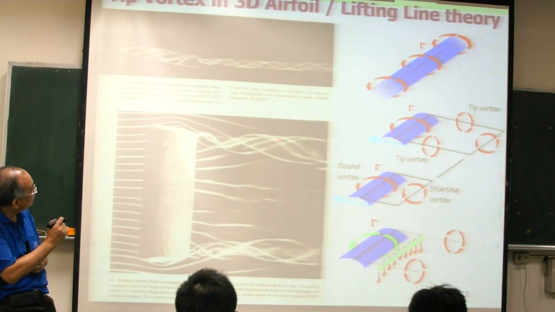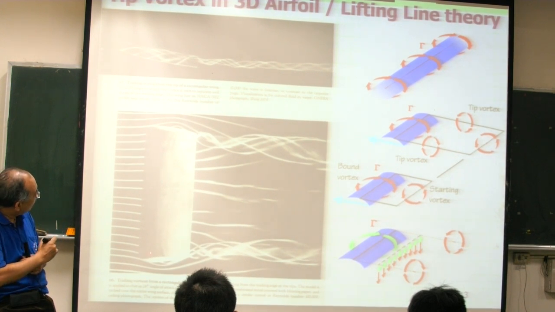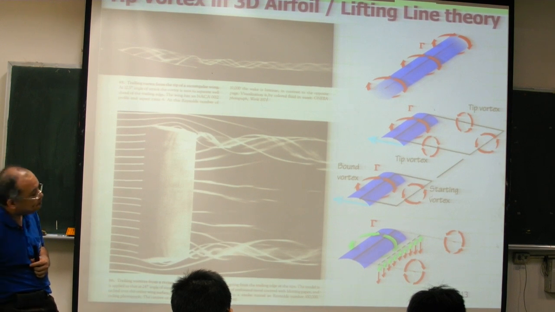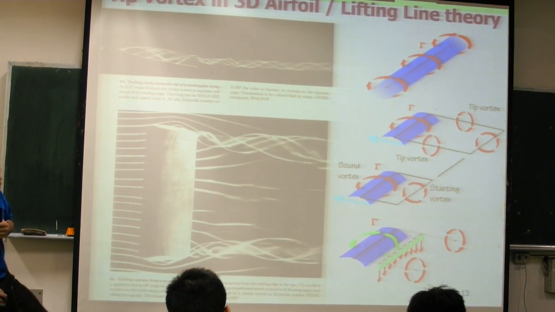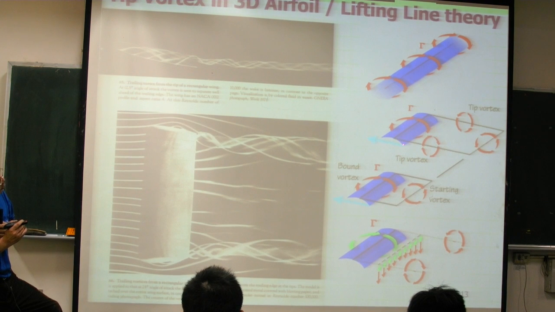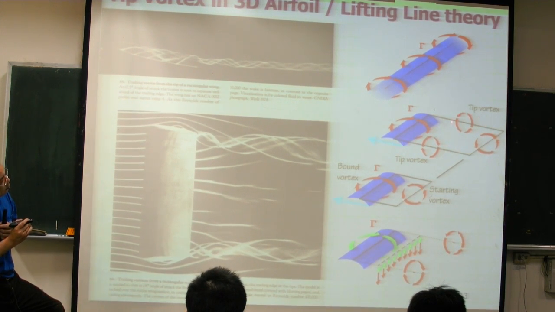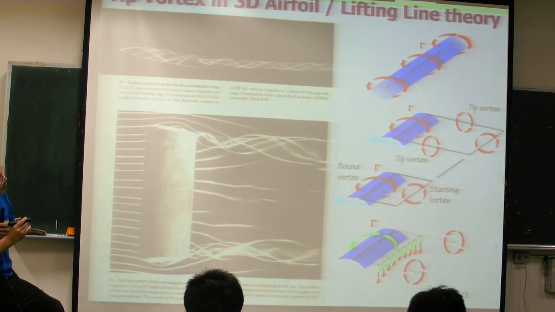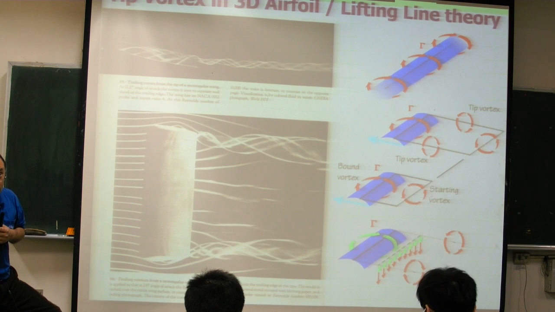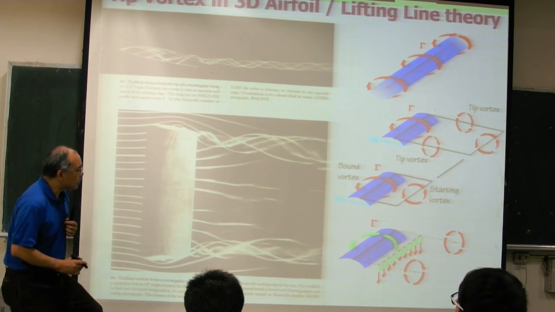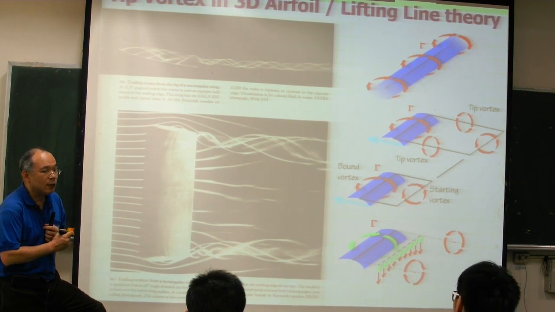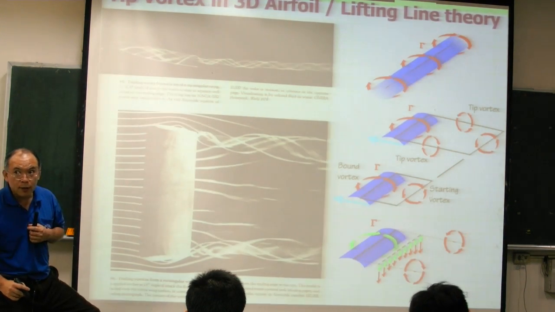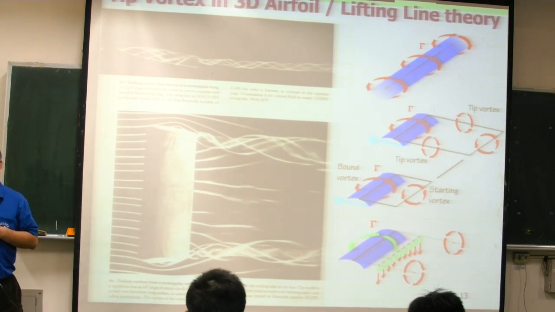As you can see here, we have two tip vortices from this flow visualization picture, and these two tip vortices can be used in this lifting line theory. This vortex here should turn this direction, and the other should turn this direction. So you can see two tip vortices here: one rotates this way, and one rotates that way.